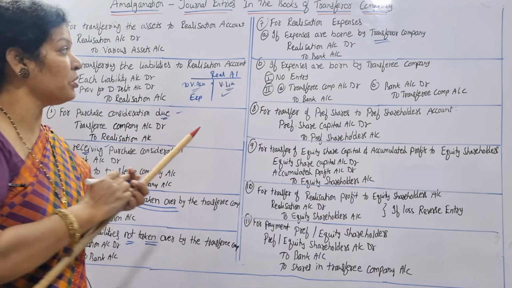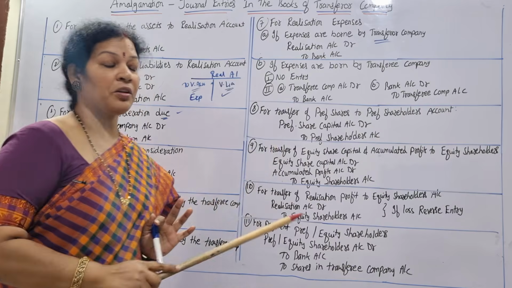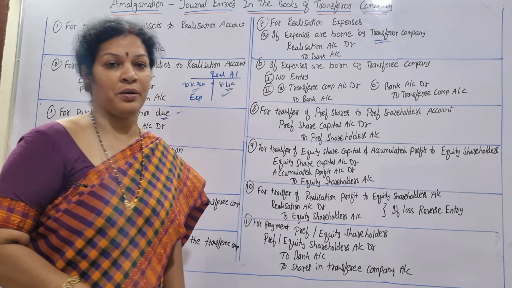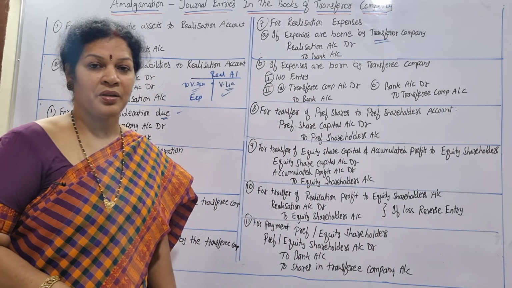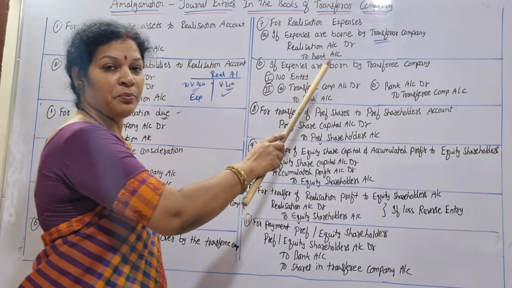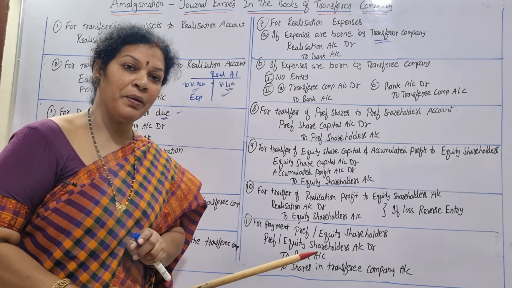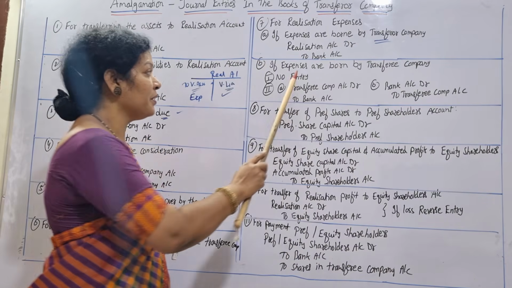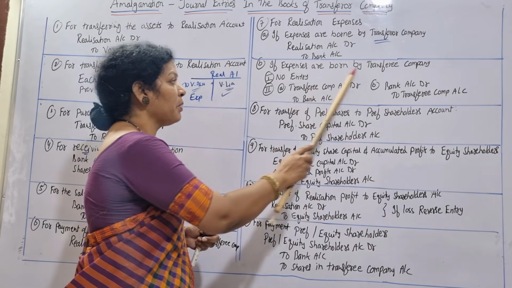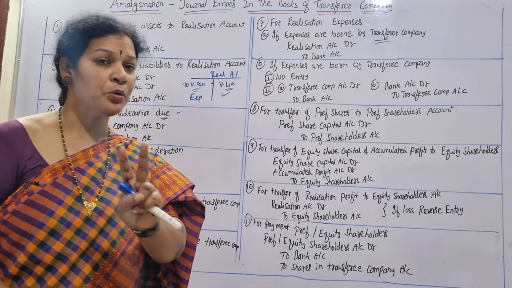So realization account is debited, realization account attached to bank account, for expenses borne by the transferor company. If the expenses are borne by the transferee company, here two cases are there.